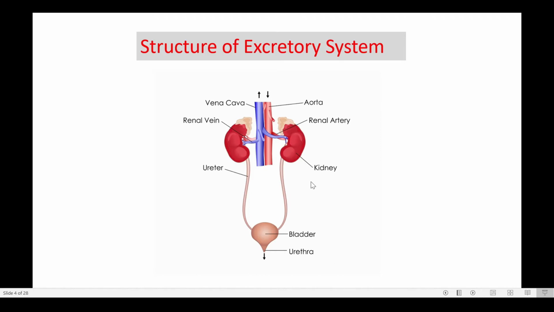Our excretory system consists of a pair of kidneys, and a pair of ureters which come out from the kidneys and reach the bladder. This is the urinary bladder, and it passes out the urine through the urethra to the outside. And there are also the vena cava as well as the aorta. The aorta supplies the oxygenated blood to the kidneys, and the vena cava carries away the deoxygenated blood from the kidneys.